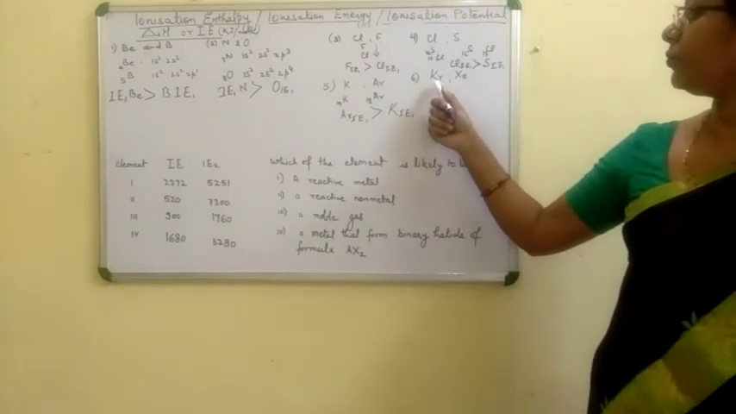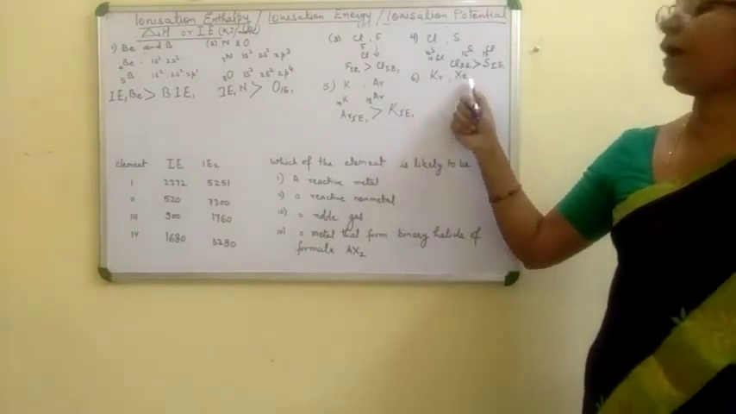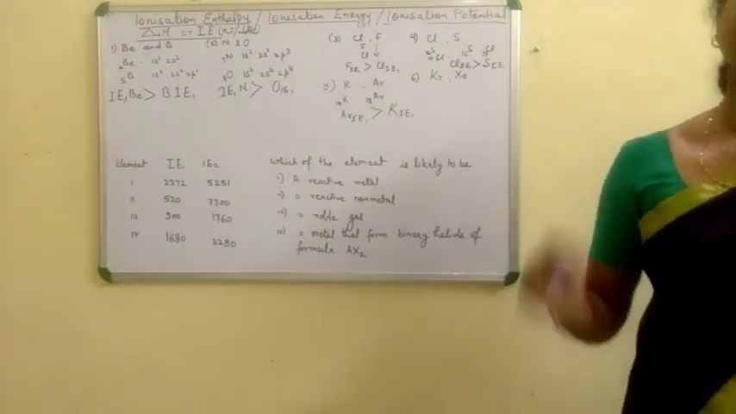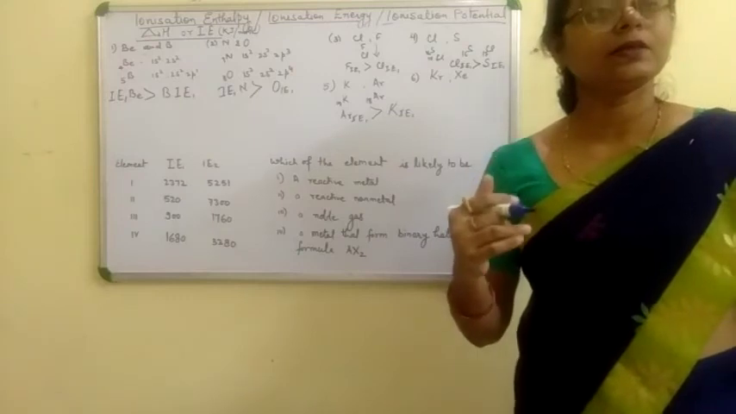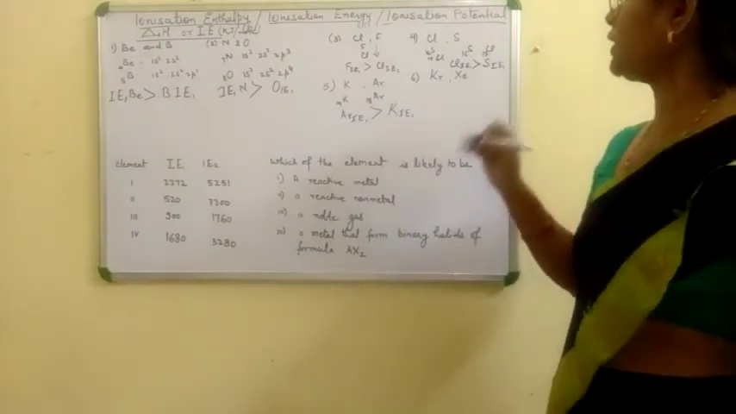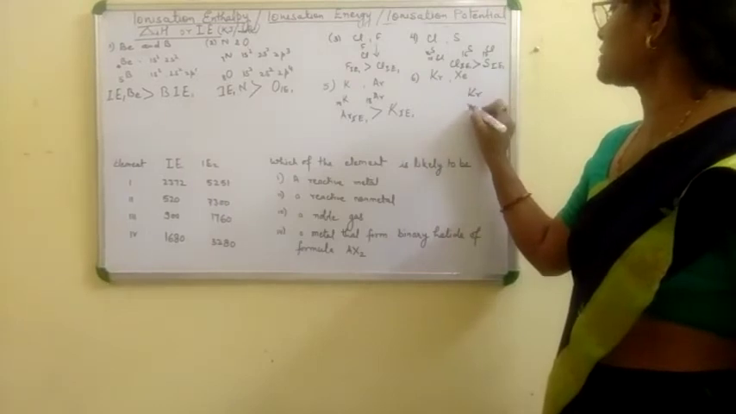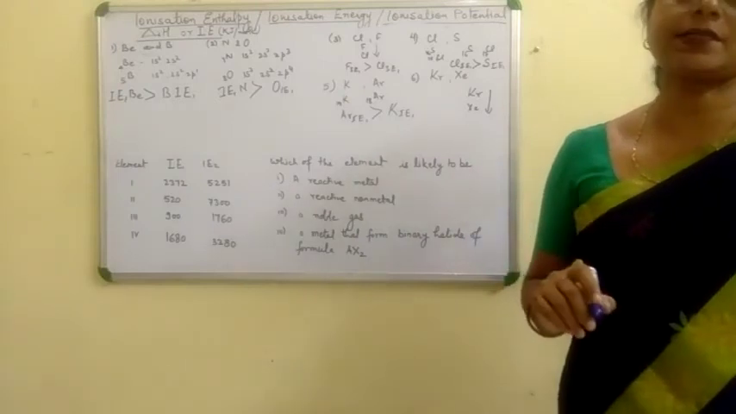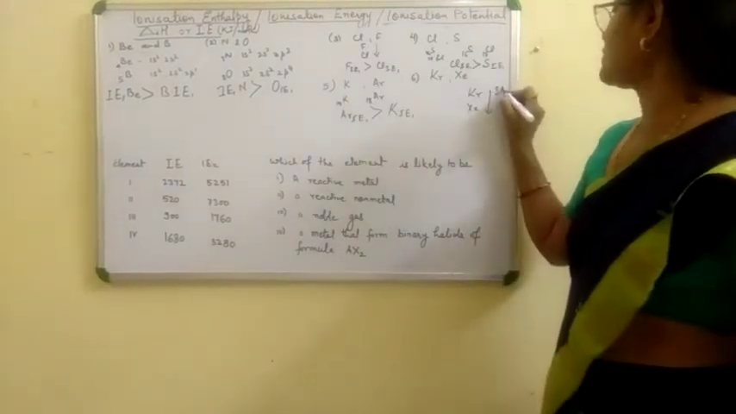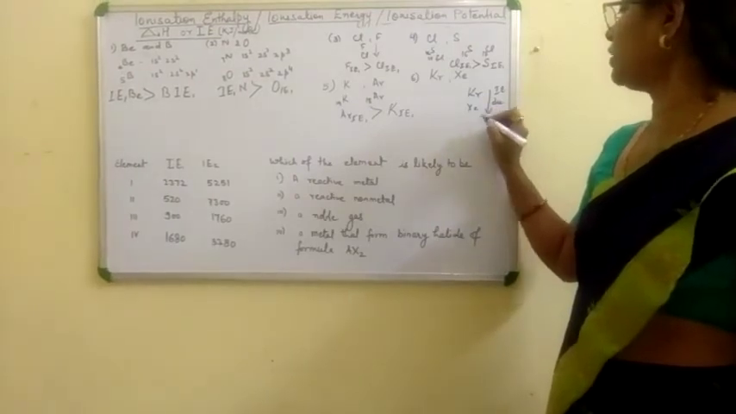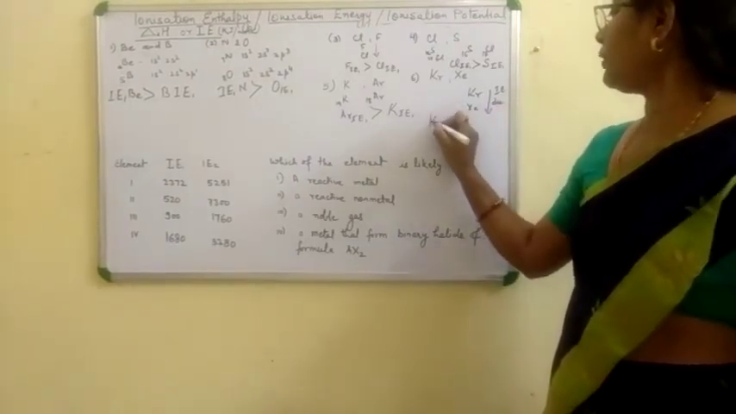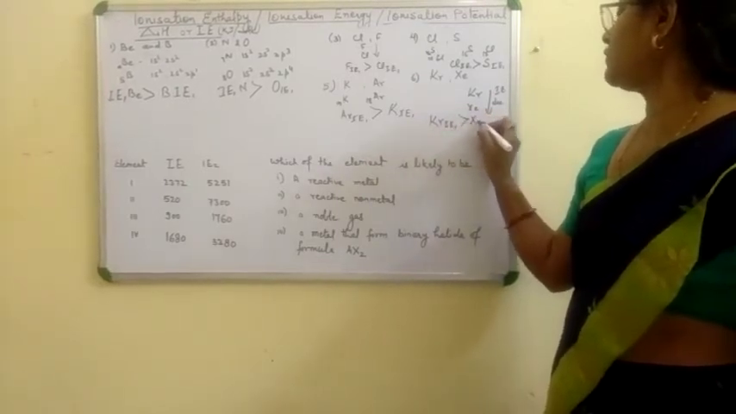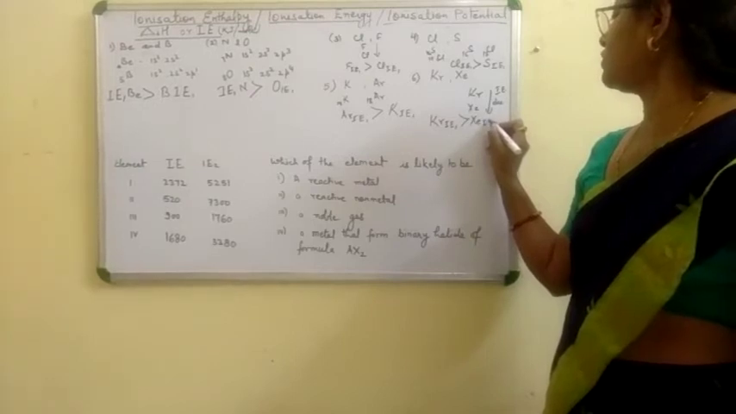Now, krypton and xenon. Both are noble gases present in the same group: helium, neon, argon, krypton and xenon. We know that down the group ionization energy decreases. That's why the first ionization energy of krypton is more than the first ionization energy of xenon.